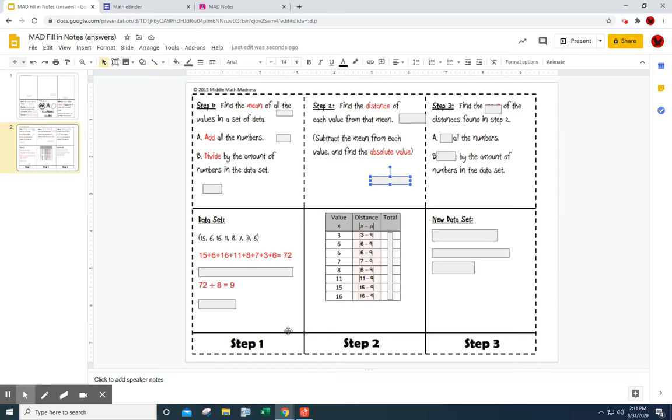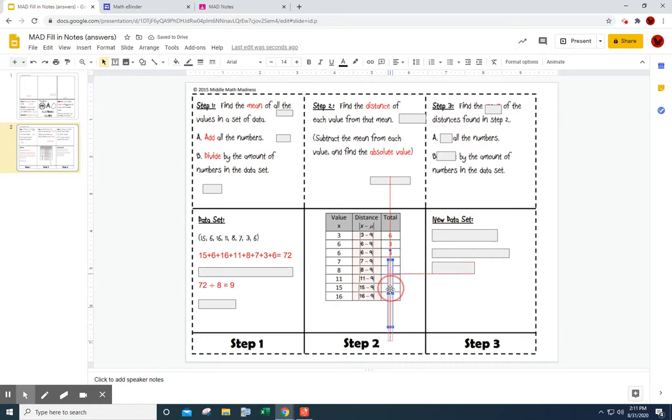So remember, absolute value has to always be positive. So when we do 3 minus 9, we know 3 minus 9 is negative 6, but the answer is actually going to be a positive 6 because it has to be positive in order to be absolute value. Then 6 minus 9 is going to be 3. All right, absolute value of 3.